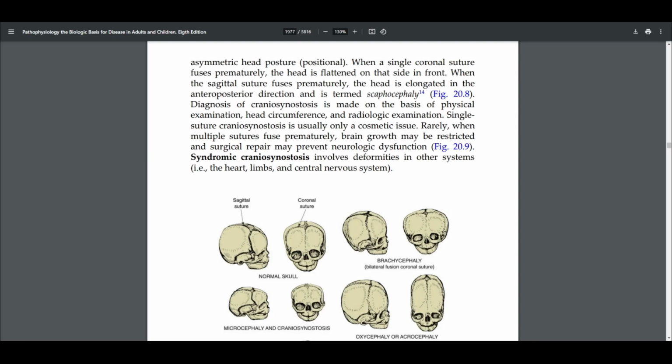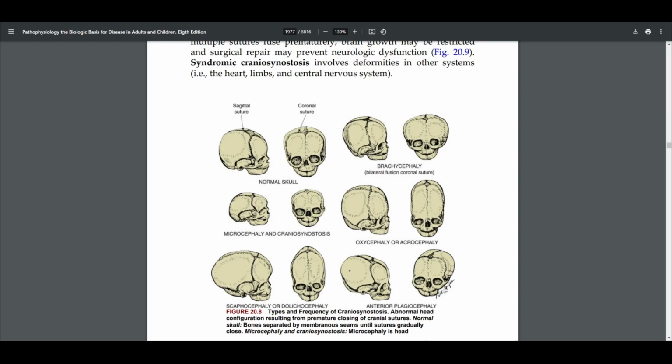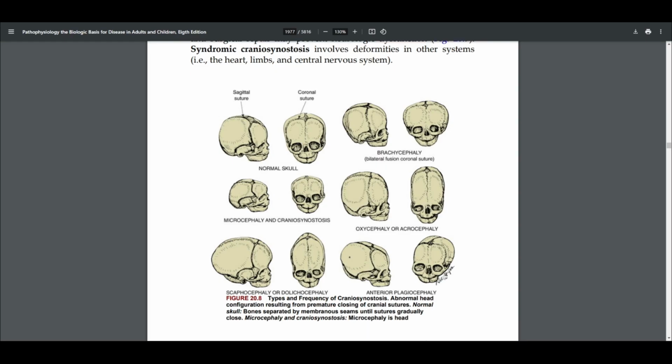Diagnosis of craniosynostosis is made on the basis of physical examination, head circumference, and radiologic examination. Single suture craniosynostosis is usually only a cosmetic issue. Rarely, when multiple sutures fuse permanently, brain growth may be restricted, and surgical repair may prevent neurologic dysfunction. Syndromic craniosynostosis involves deformities in other systems. So here you see different forms of skull deformity.